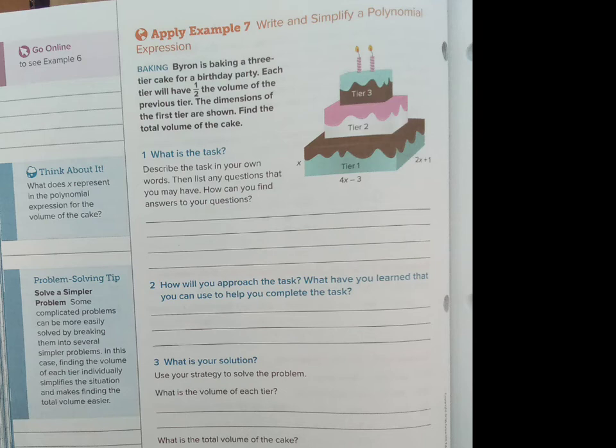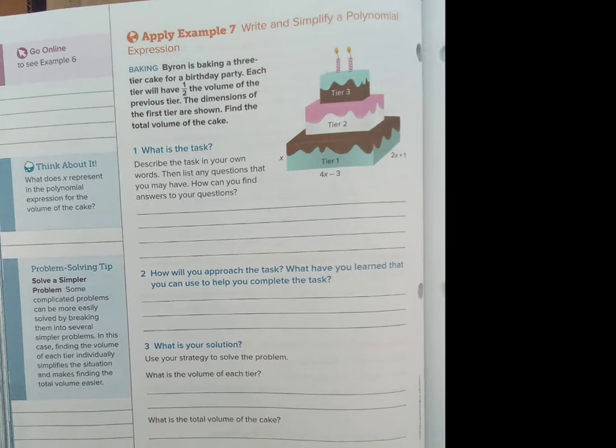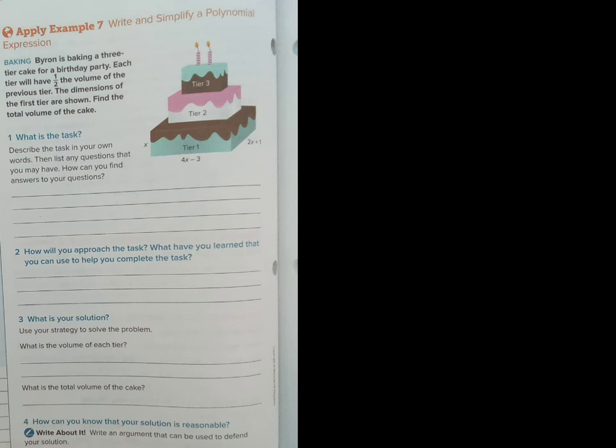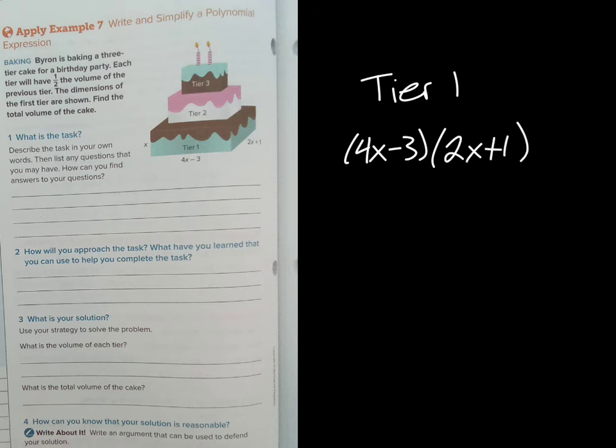So how do we find the volume of tier 1? I'm going to do this off to the side. It's 4x minus 3, we're multiplying, right? Yeah, times 2x plus 1, and then just an x, right? Those are dimensions: length, width, and height.